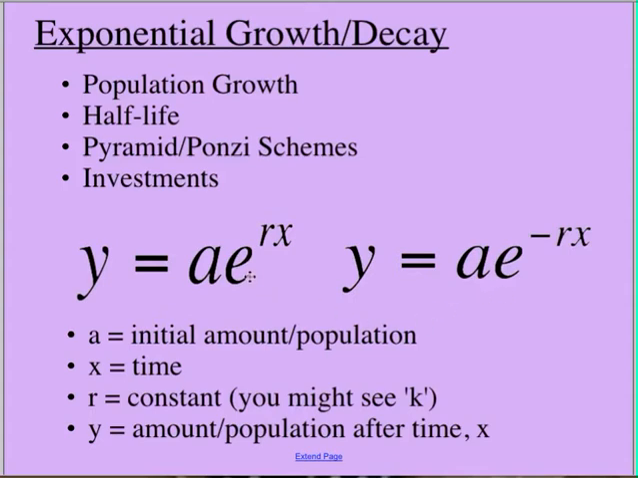Now you'll notice that we have base e in these. We're no longer going to have a base of 2 or a base of 3 if something doubles or triples. We're always going to use a base of e. A represents the initial amount or population, x is time, r is a constant, you might also see k, and for time you might also see the letter t. And then y is the amount or population after a certain amount of time has passed.